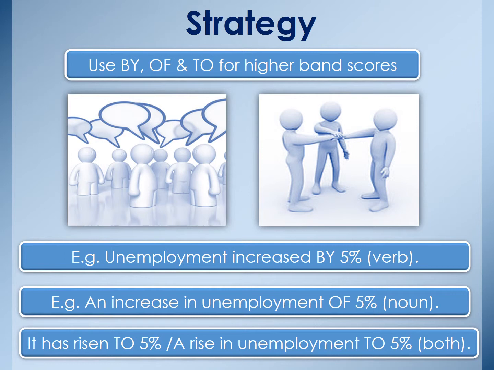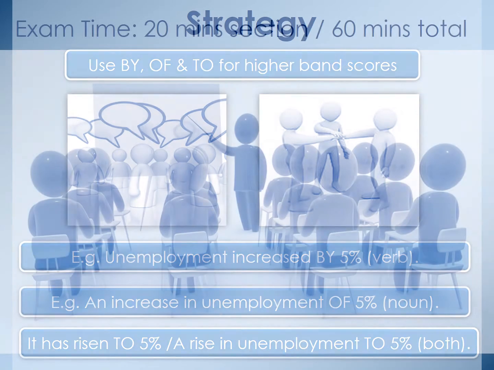Or if it's confusing and you would like an easier option, the third example: it has risen to 5%, or a rise in unemployment to 5%. You can use both verbs and nouns. So again, whatever you're comfortable with. If you want to use the verb structure, use by. If you want to use the noun sentence structure, use of with your numbers and statistics. Or if you're not sure in the exam, use to for both. It's the safest option.